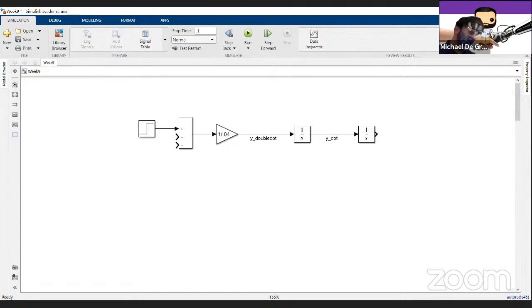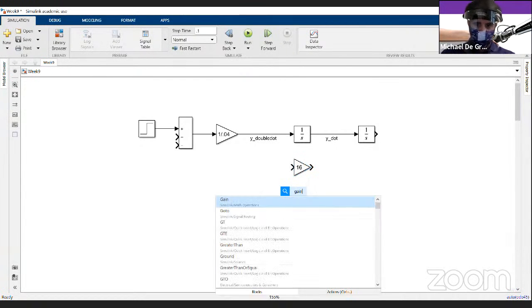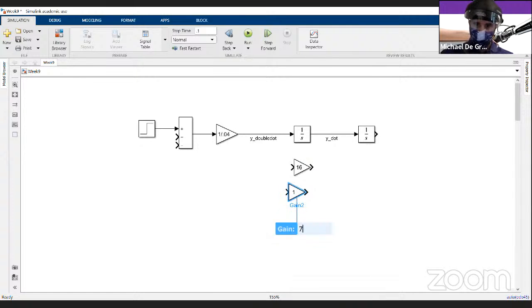I know that I have two gains. I've got a gain of 16 and a gain of 7,000, right? So let's put those on the playing field. Gain 16, gain, and 7,000. I'm going to increase the size a little bit.